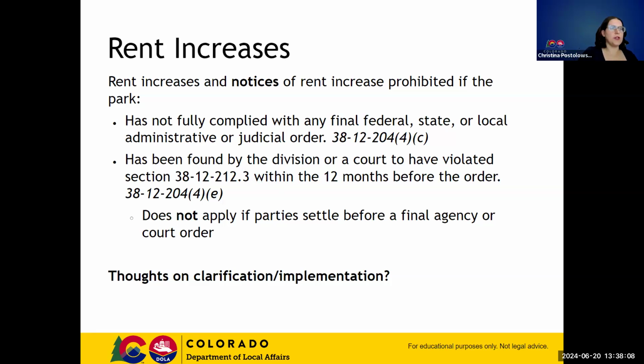Carol, some great questions in the chat that you may need to consider in rulemaking. So an administrative action would be an action by an administrative agency like the Division of Housing. With regard to your question about whether a lawsuit in another state would lead to a hold on rent increases in Colorado.